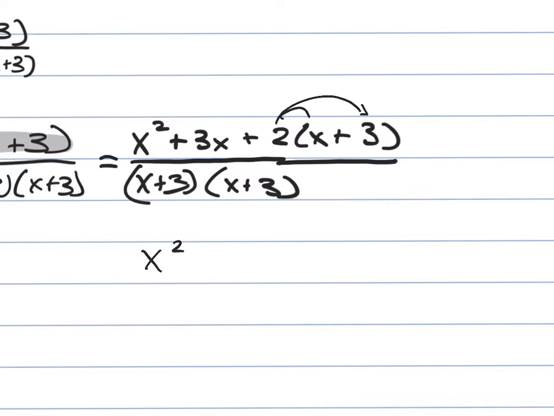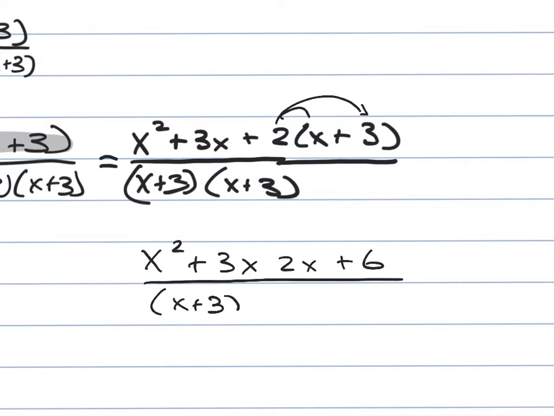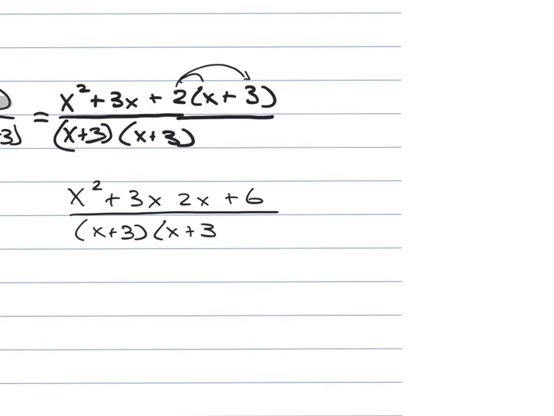So we go x squared plus 3x. 2 times x is 2x, and 2 times 3 is 6. That's going to combine in the numerator. So sometimes we're going to try things that look perfectly obvious and it didn't help us out. And you go, that's okay, that didn't help us. This becomes x squared plus 5x plus 6 all over x plus 3, x plus 3.